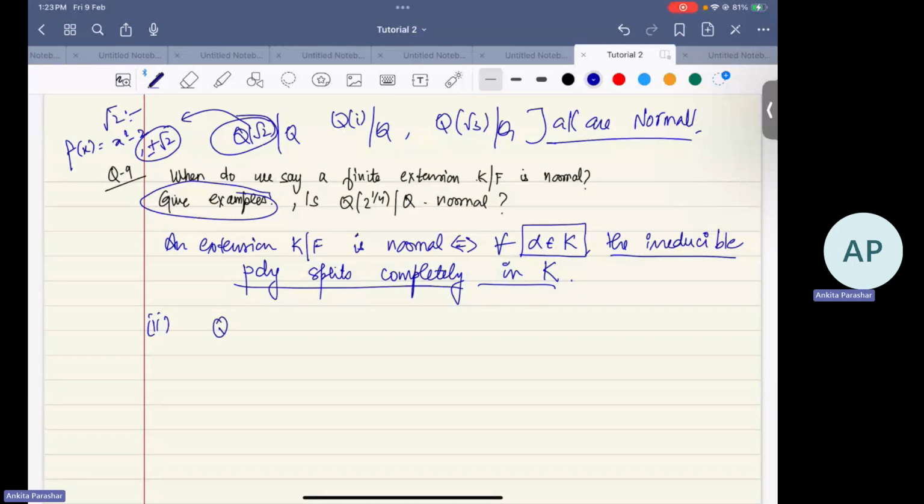The second part says Q(2^(1/4)) over Q. What can we say about this? Is it normal? Think for a minute, you'll get your answer. My claim is that this is not normal. Can you think for a minute why it's not normal?